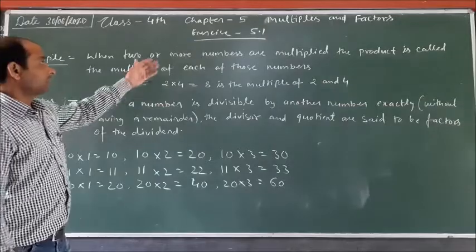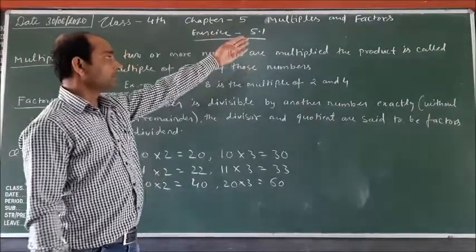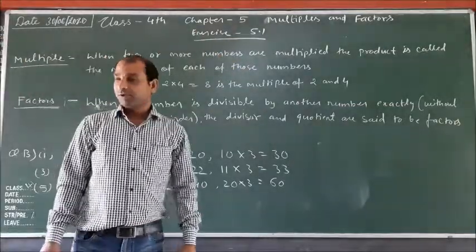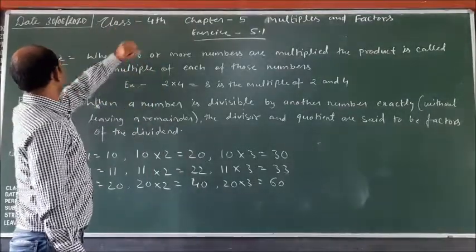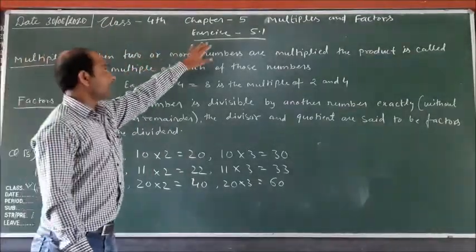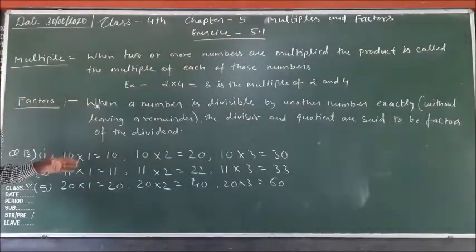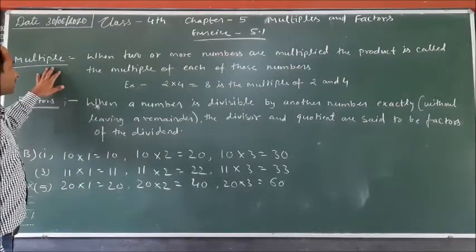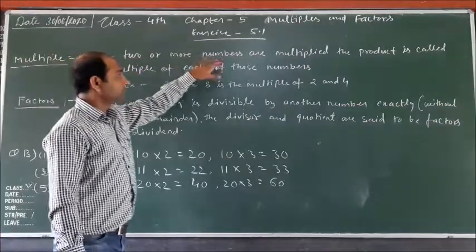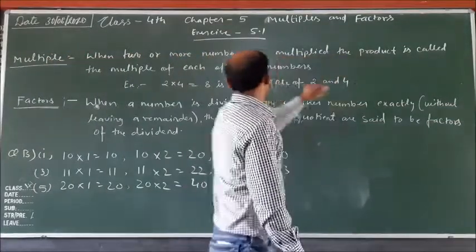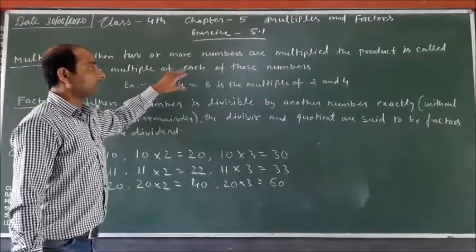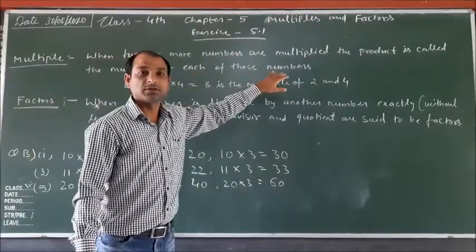Today we start chapter 5, multiples and factors with LCM and HCF, for class 4. First, I will tell you what is a multiple and what is a factor. Multiple: when two or more numbers are multiplied, the product is called the multiple of each of those numbers.